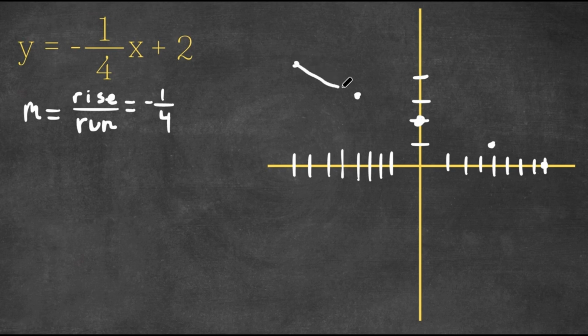So now if we connect the dots, this line, sorry if it's a little slanted, this is kind of the line that we get from these points. So that's how you graph an equation with a negative slope.